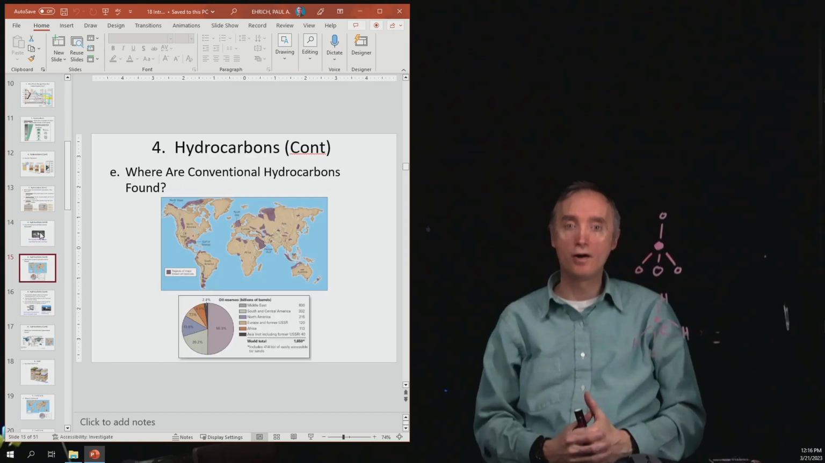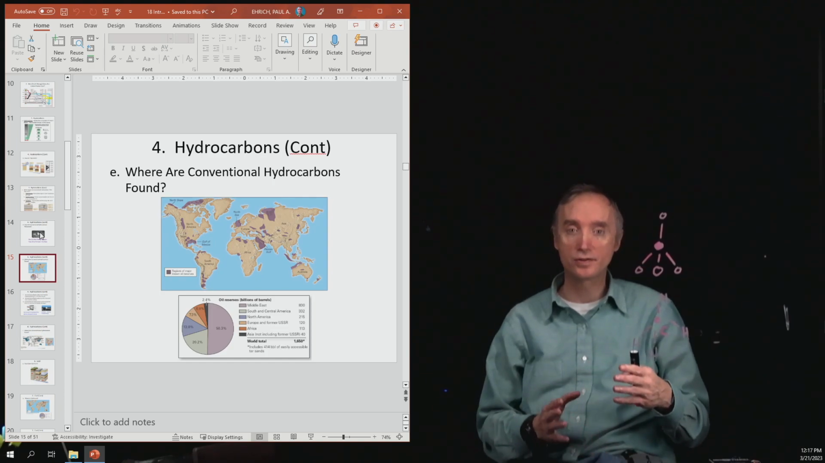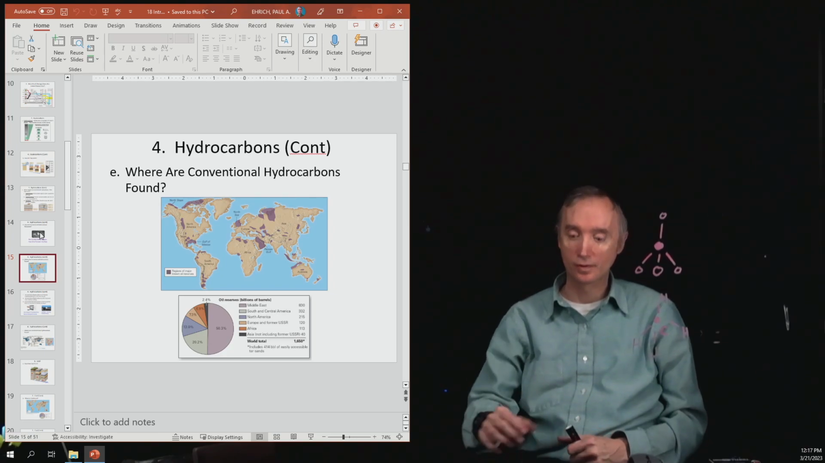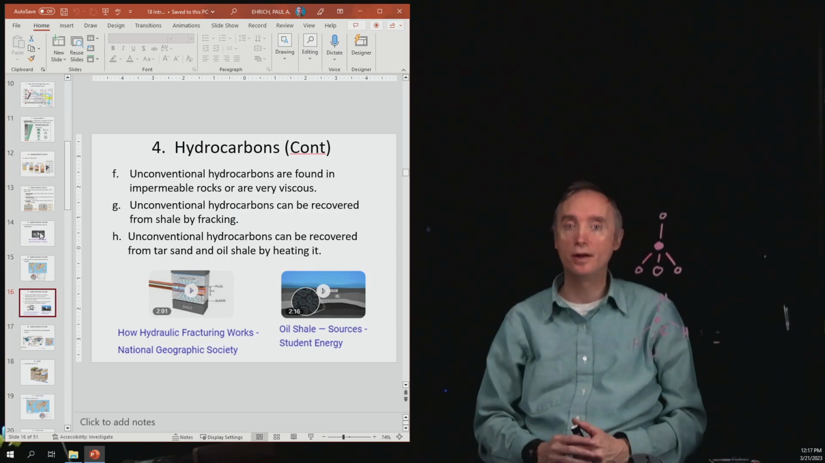So where are conventional hydrocarbons found in the world? So here is a picture that shows the location of major oil deposits and gas deposits, and then it also shows which of these various places has the most. Okay, we're going to take a break, and when we come back, we are going to talk about unconventional hydrocarbons.